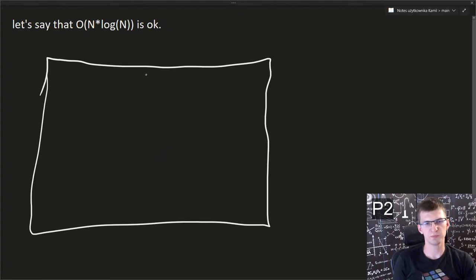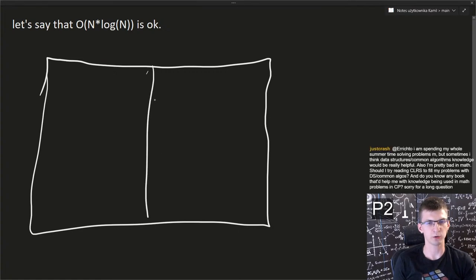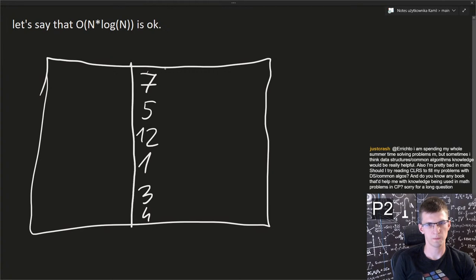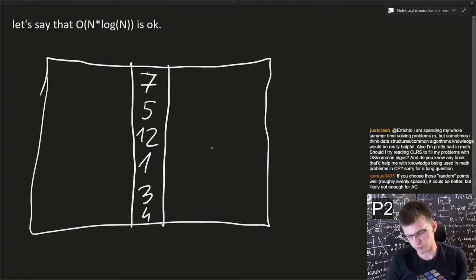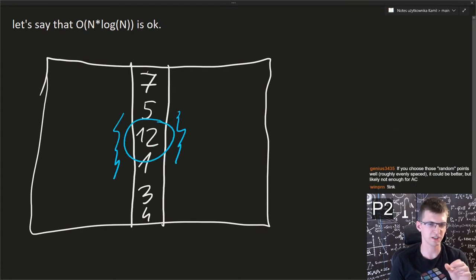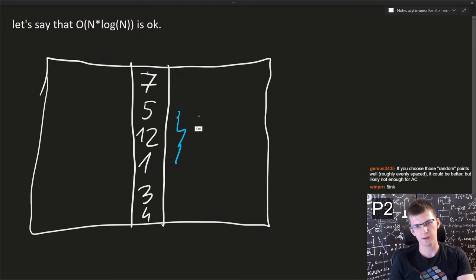But in order to really split the grid in half, I will do exactly that. I will ask about one column. Let's ask about the column and say that there are values here 7, 5, 12, 1, 3, 4. What do we do with that? 12 is the maximum, so it seems important in some way. So what? I'm going to ask about neighbors of 12. Of course, it can happen that all of them are smaller than 12. Then I would say 12 is the answer. Great, I got lucky. But more likely, one of them will be greater.